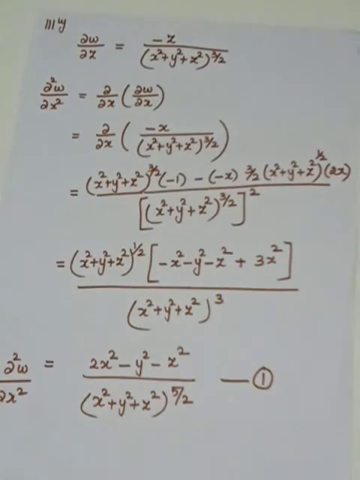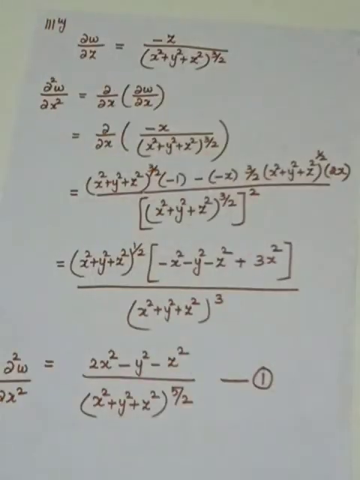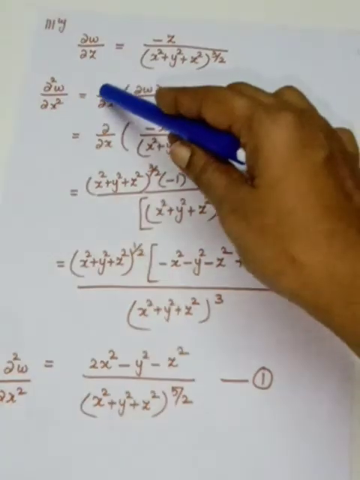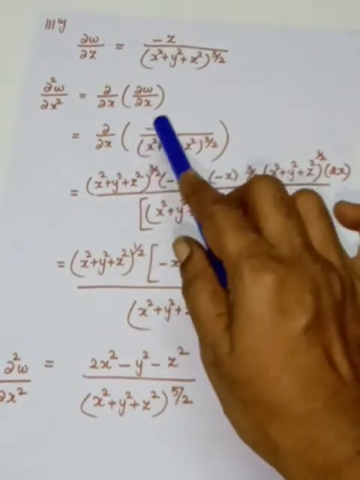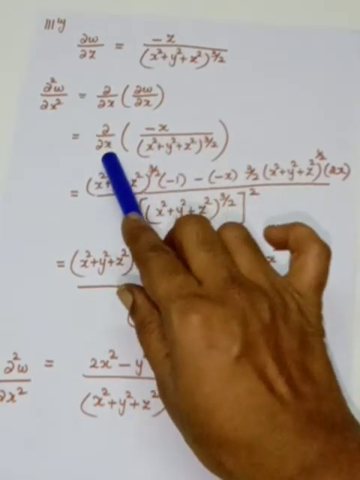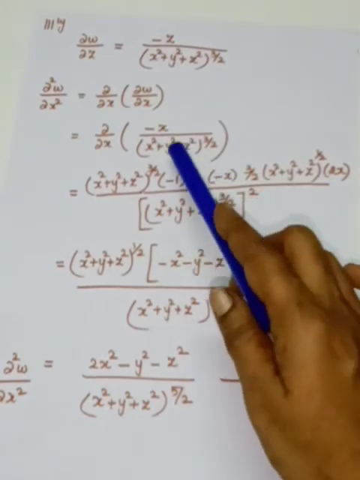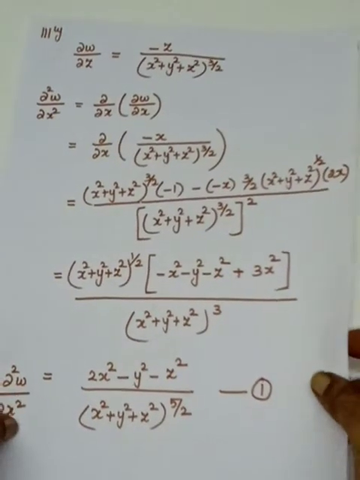Here what is asked? Dou squared w by dou x squared. So it can be written as dou by dou x of dou w by dou x. So it has to be differentiated partially with respect to x. So this x is involved in the numerator as well as the denominator. So here you have to go to the quotient rule.